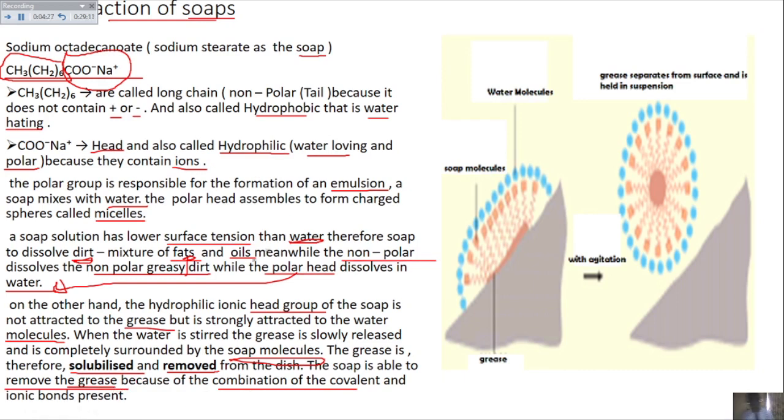Now look at this particular thing. What they are saying here, this is the grease. This grease has what we call polar and non-polar parts.